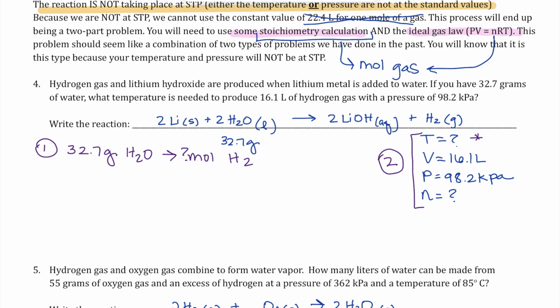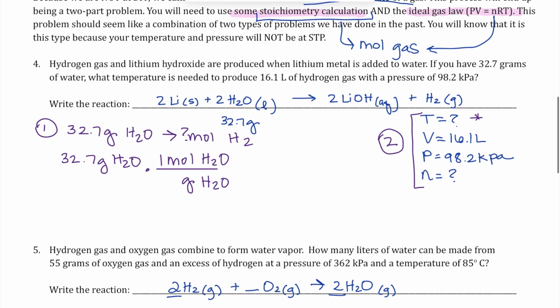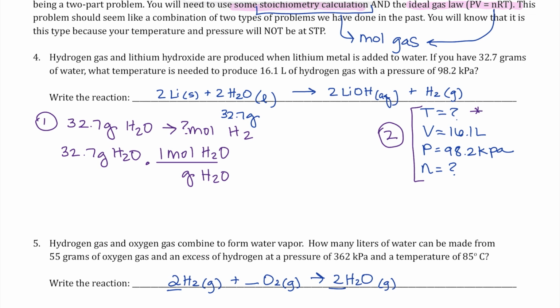All right, so 32.7 grams of H2O. We know that 1 mole of any substance is equal to the molar mass in grams. We can use our periodic table to find that. So I need to get from grams to moles in order to use my mole ratio. So for 1 mole of H2O, we can go to our periodic table and add up 2 hydrogens and 1 oxygen. We get 18.015.